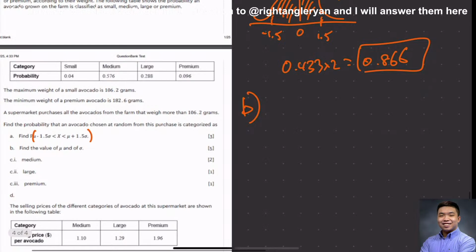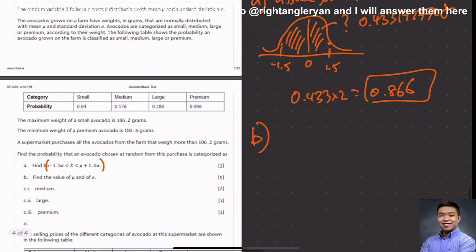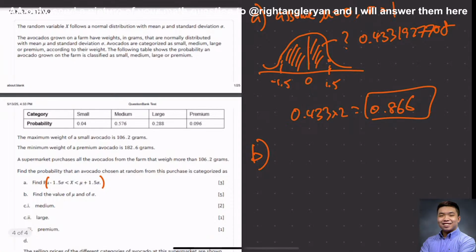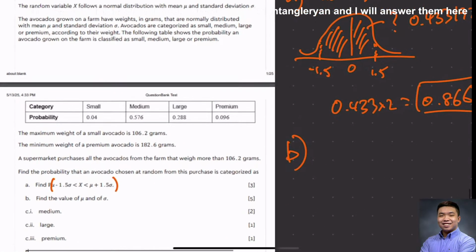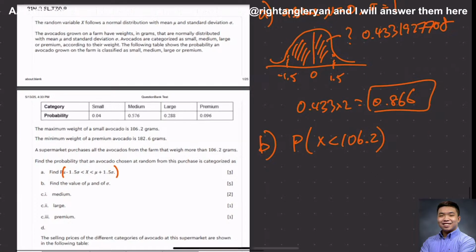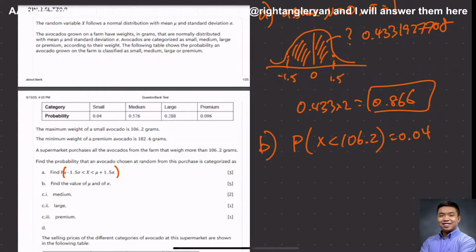Part B, find the value of mean and sigma. Okay, let's see what kind of information is given to us. The maximum weight of a small avocado is 106.2. So we know that the probability of x less than 106.2 equals 0.04, right? And the minimum weight of a premium, so when x is bigger than 182.6, that equals 0.096, right?